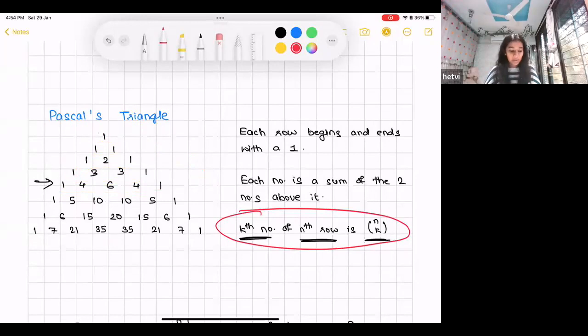Okay, and the question is that Pascal's triangle has a line of symmetry. If you draw a line along the center, you observe that the numbers on the left hand side and the right hand side are the same. So any ideas why it's symmetrical?